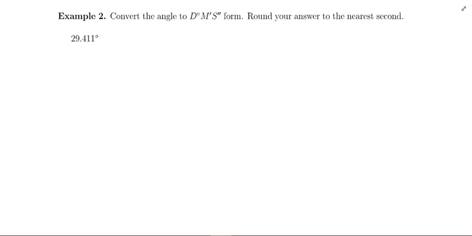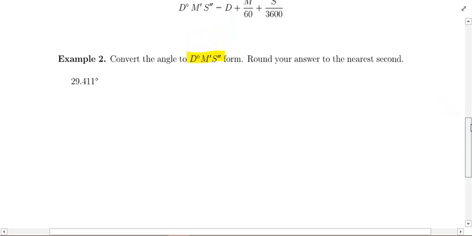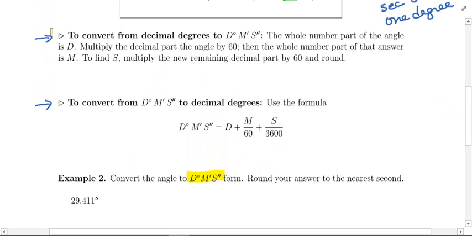In example 2, we are going to convert the given angle, which is 29.411 degrees, into this format, which is the degrees, minutes, and seconds format. Okay, and it tells you to round your answer to the nearest second. So if you scroll back up, this first rule right here tells you how to convert from decimal degrees to degrees, minutes, and seconds.